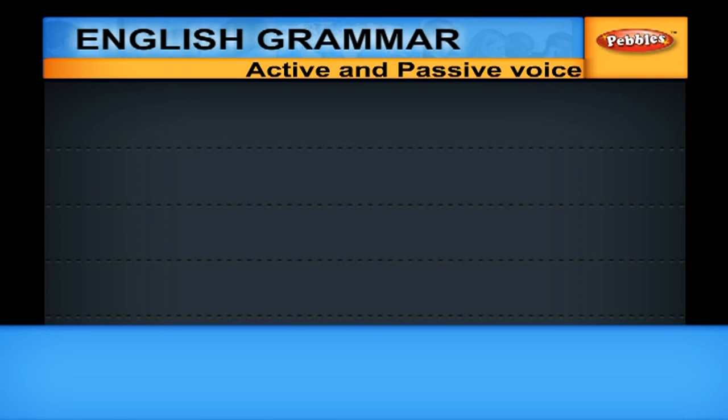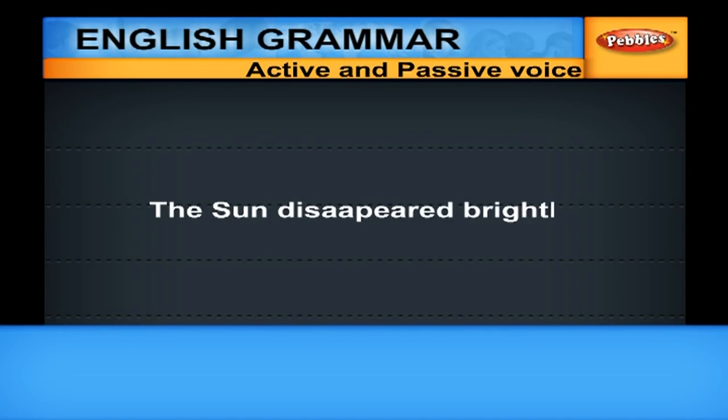Let me give you another example. The sun disappeared brightly. Now here, you don't have a nominal phrase after the verb. So, there is no question of any object in this sentence.